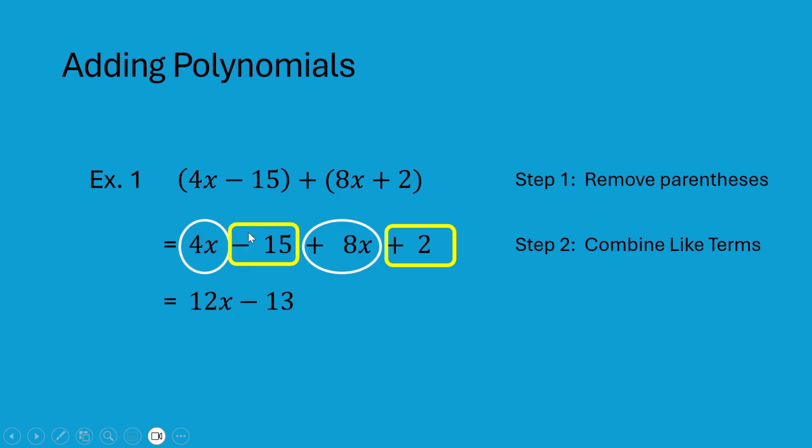Okay? So if you're going to use your calculator, you would have to include the sign that is in front of the term. So on your calculator, you would enter negative 15 plus 2. Or here, 4x plus 8. Okay? And 12x minus 13 is the final answer. There is nothing left to do. Okay? So again, when you're adding polynomials, all you do is remove the parentheses and then combine like terms.